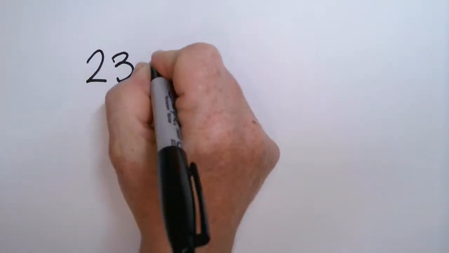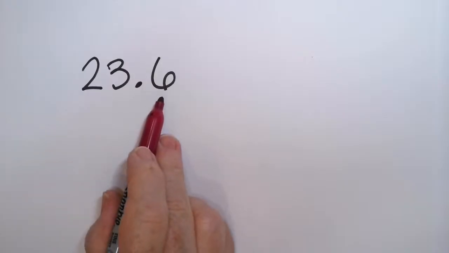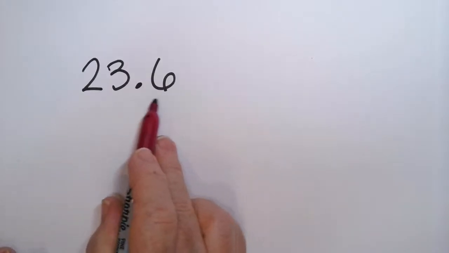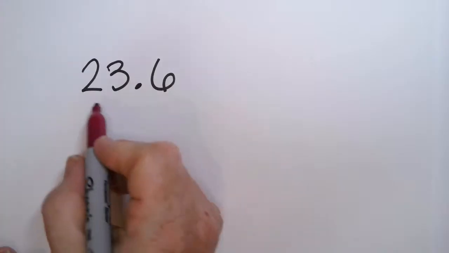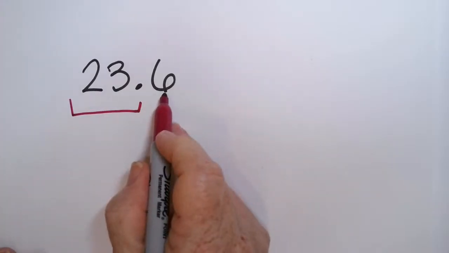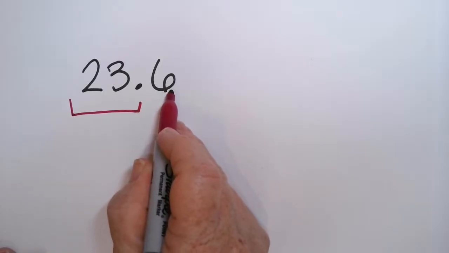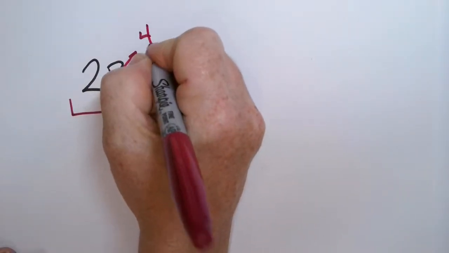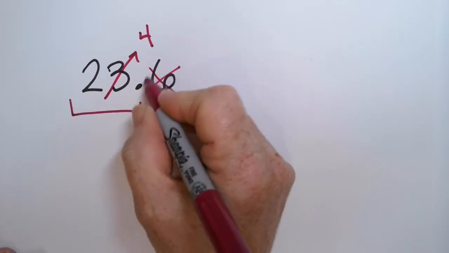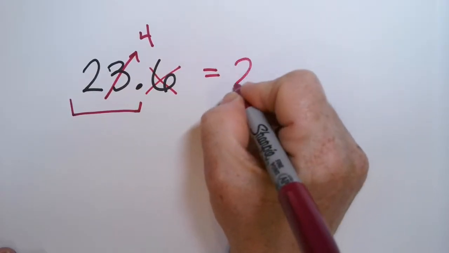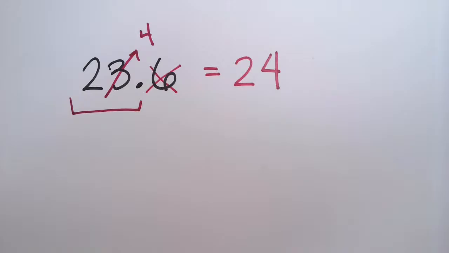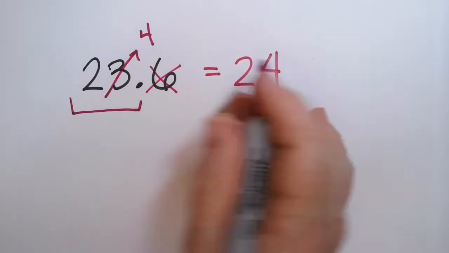Okay, let me try another one. How about this? 23 and 6/10 rounded to the nearest whole number. How would you do that? Nearest whole number means my answer will not have a point anything, no decimal point. So this is the number. We're peeking. This is 6, which is 5 and above, greater than 5. So this says bump this up to a 4, and you're still getting rid of it. So this rounds up to 24. There's no decimal point if I say round to a whole.